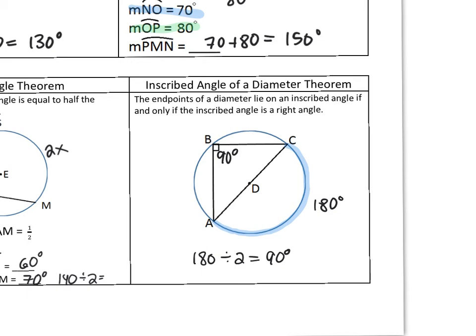And that's what the inscribed angle of a diameter theorem says. It says that the endpoints of a diameter lie on an inscribed angle if and only if the inscribed angle is a right angle. So to say that in short words, an inscribed angle that has 90 degrees is going to intercept a semicircle. And a diameter is going to connect the endpoints of that inscribed angle.